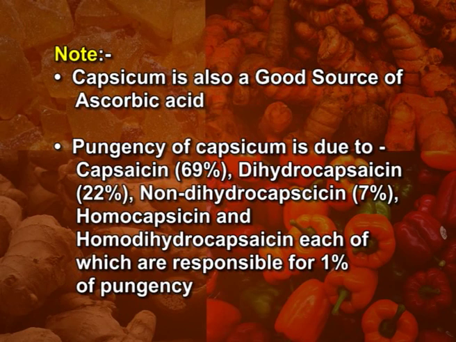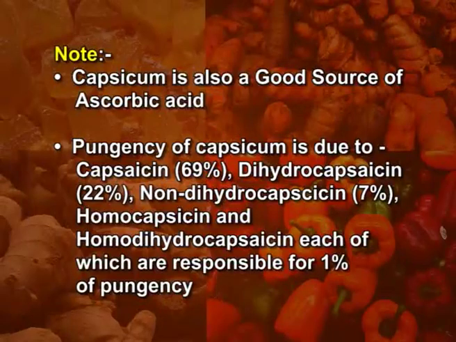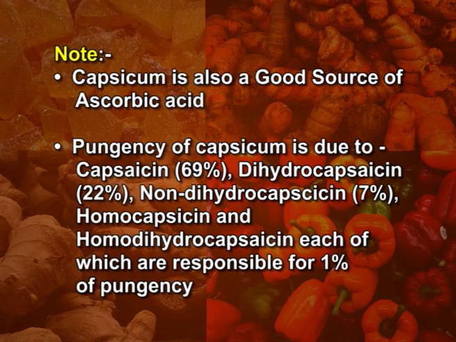The pungency of capsicum is, as I told you, mainly due to capsaicin, which accounts for 69% of its pungency. Dihydrocapsaicin is responsible for 22% of the pungency. Nordihydrocapsaicin, homocapsaicin and homodihydrocapsaicin are each responsible for nearly 1% of the pungency.